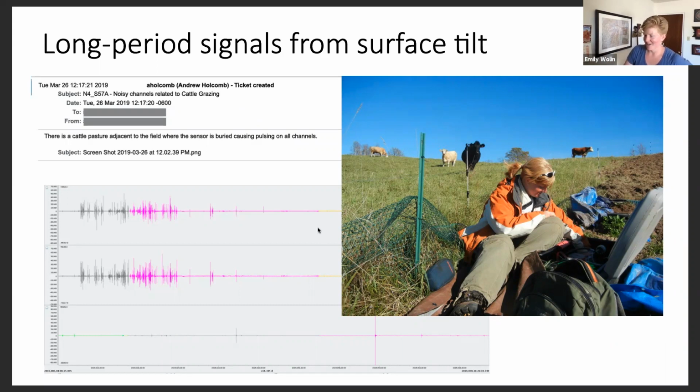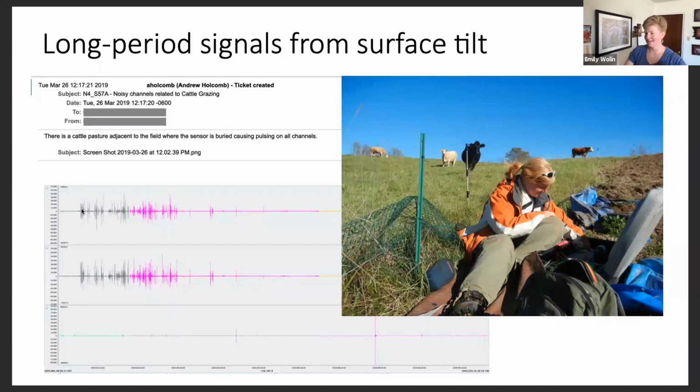Here's a couple months of data, and you can see the time frame where the cattle are in this pasture, and then we confirmed with the landowner that the cattle actually rotate out of that pasture.